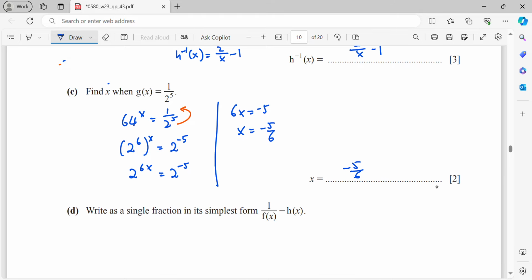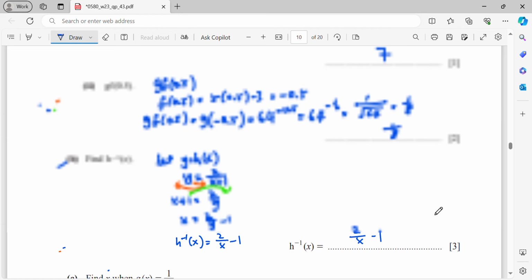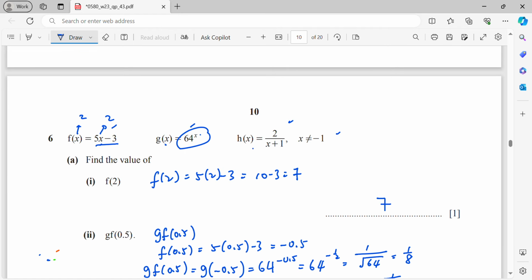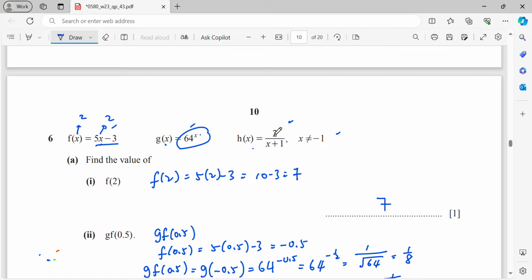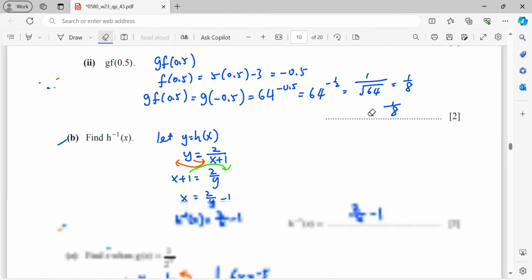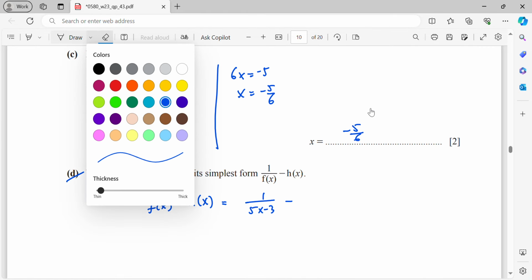Alright. Now, part D, write as a single fraction in its simplest form 1 over f(x) minus h(x). So now 1 over f(x) is 5x minus 3. So here 5x minus 3. Your h(x) is 2 over x plus 1. Okay, this is your h(x). So now I will just replace it with 2 over x plus 1.